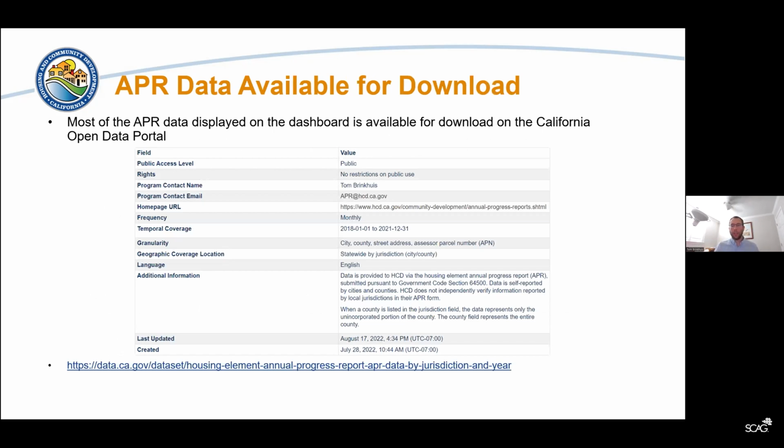So the dashboard is great, but you can't export the data directly from that dashboard at this time. Maybe you're interested in the data, but you're not interested in the charts that we've created on the dashboard. You want to make your own, right? So how do you do that? Well, we do have all of the APR data available for download. That data is available on the California Open Data Portal, a website run by the California Department of Technology. And we have all of the data tables available on that website.